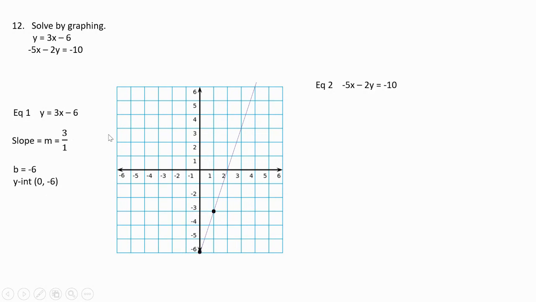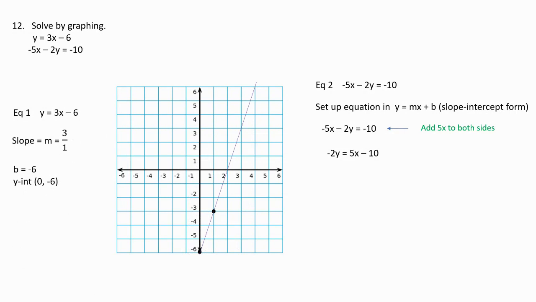Now for equation number 2, set up the equation in the form y equals mx plus b. So negative 5x minus 2y equals negative 10 is not in that format. So I'm going to add 5x to both sides. We have negative 2y equals 5x minus 10. So we divide both sides by negative 2. So it's going to give us y equals negative 5 over 2 x plus 5. So my slope is negative 5/2. My b is 5, and my y-intercept will be 0, 5.